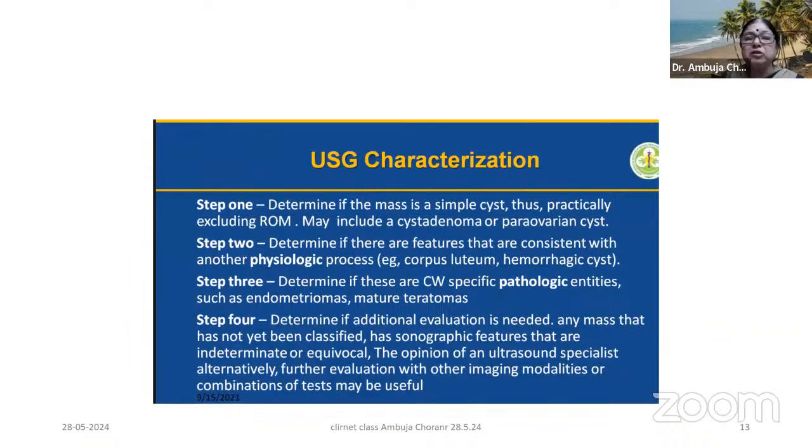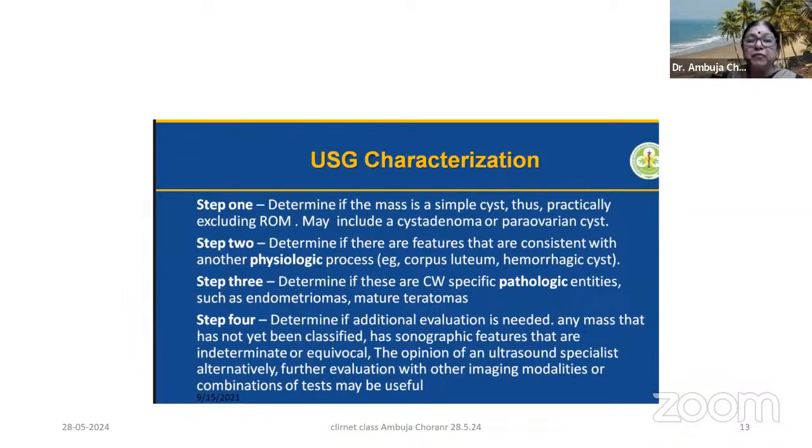Is it a simple cyst, thus practically excluding all the risk of malignancy? Simple cysts are not malignant. They may include cystadenoma or para-ovarian cyst. Step 2 is to determine if there are features consistent with other physiological processes, such as a corpus luteum cyst or a hemorrhagic cyst. Then determine if these are specific pathogenic entities such as endometriosis or mature teratomas with solid areas, where you should see teeth, skin, or anything similar.